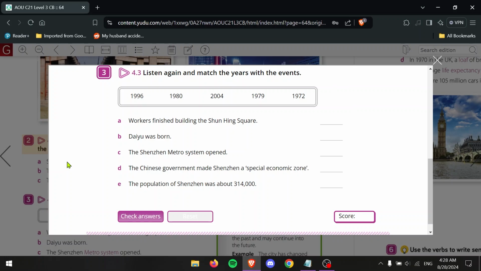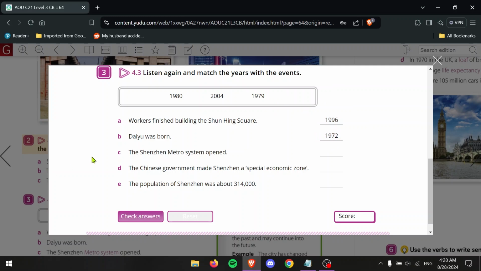Okay, so now that we've listened to the audio again, I hope you were able to get the dates with each event. Now let's take a look at it together. So A, it says workers finished building the Shunhing Square. This happened in 1996. When was the speaker born? Dai Yu. She was born in the 70s, so late 70s, 1970. No, it's not 1979. It was 1972.